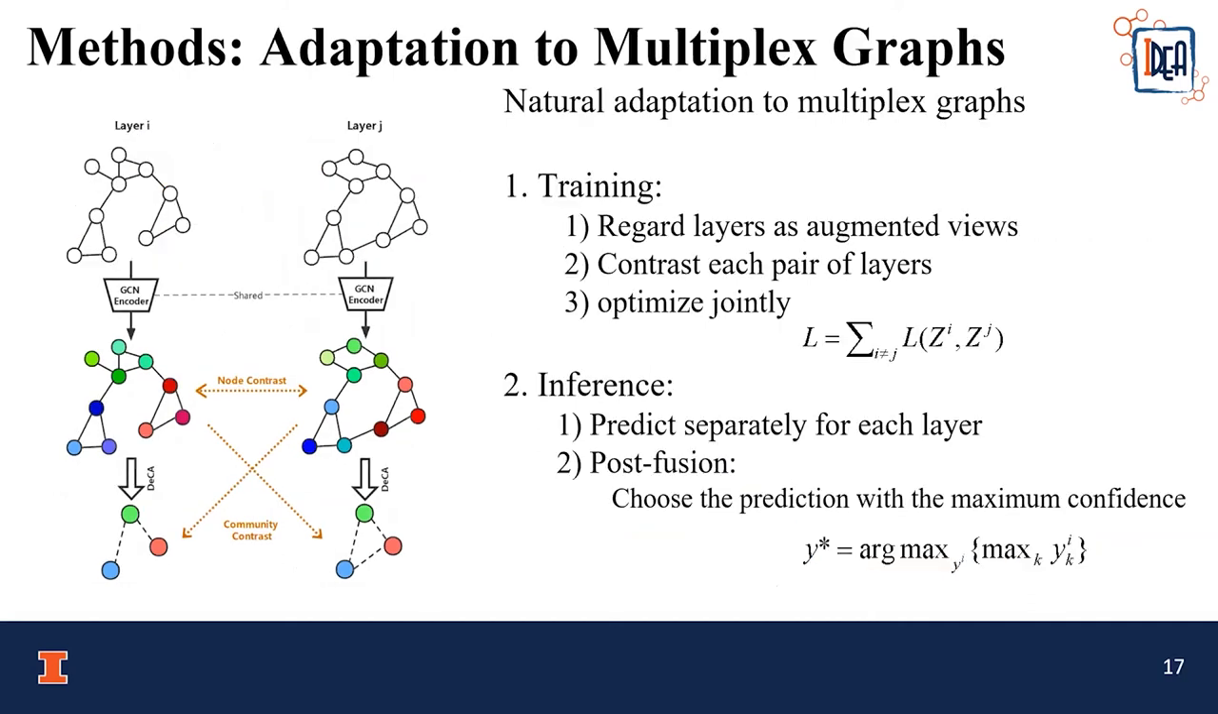And finally, for the adaptation to multiplex graphs, we propose that at the training stage, we regard the layers in the multiplex graph as augmented views. So it's quite natural, right? We contrast each pair of the layers, add up all the objectives from all pairs, and optimize them in one stage. At inference time, we first predict separately for each layer, and we adopt a post-fusion strategy in which we choose the predictions with the maximum confidence.